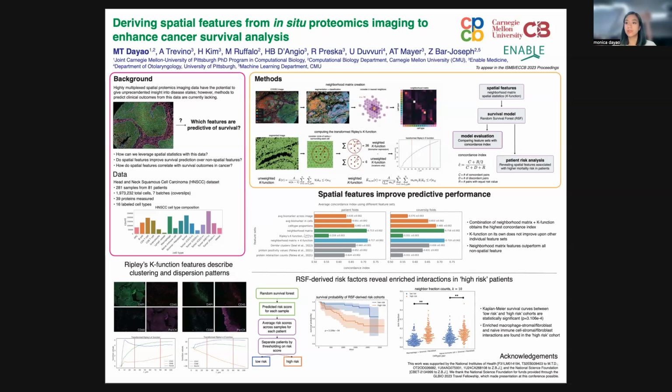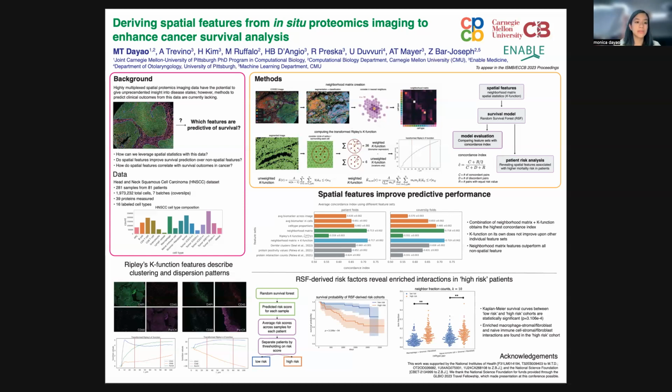We compare how these feature sets do to non-spatial feature sets. And then we also look at which spatial features are associated with higher survival risk in patients, or higher mortality risk, lower survival. The main thing that we found is that spatial features do improve predictive performance here.